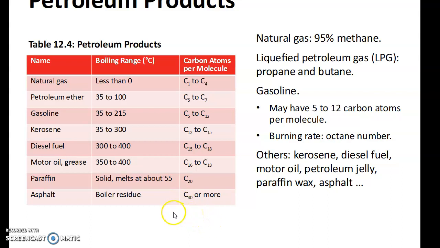Okay? So the paraffin melts at 55 degrees. So it is not a liquid. And of course, asphalt is not a liquid either. These in this range are thick liquids. Here are thinner liquids. This is still pretty much a liquid. And then this right here is strictly gas.